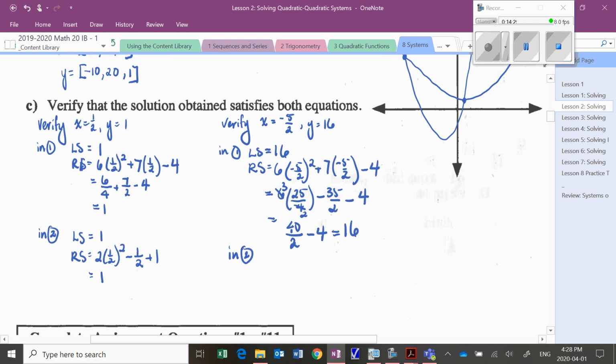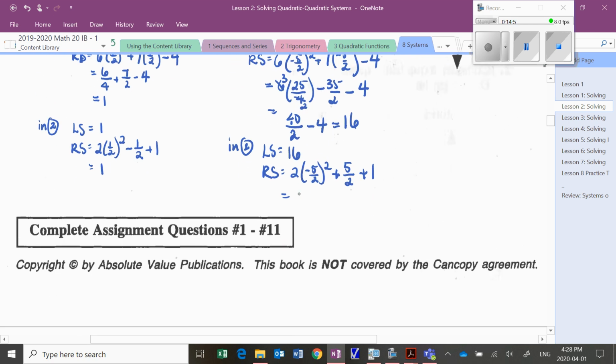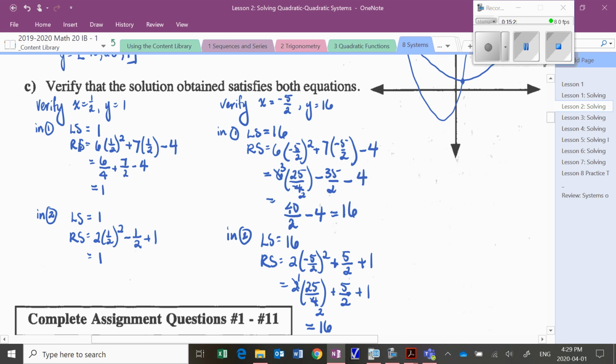So we'll check in the second equation then, and the left side was again y, so y is 16. The right side for that one is 2 times x squared, so 2 times negative 5 halves squared, minus x, so minus negative 5 halves, so I'll just write plus 5 halves, then plus 1. Squaring negative 5 halves is, of course, 25 quarters. So 2 times 25 quarters plus 5 halves plus 1, and 2 over 4 is the same as 1 half. So we've got 25 halves plus 5 halves is 30 halves, also known as 15, plus 1, which is 16. So left side equals right side. That does in fact confirm that that solution works as well in both equations.